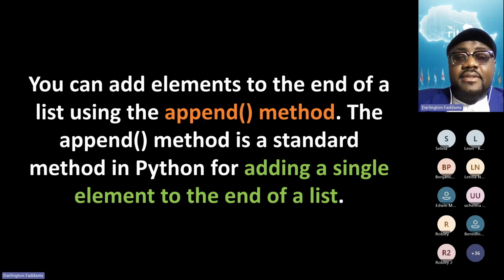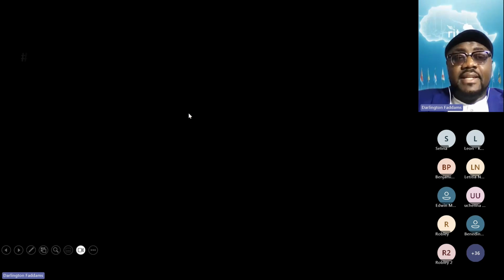Now, these methods that you learn when it comes to lists are the same methods you can use when you have a complex problem to solve. Sometimes you may want to add elements to the end of a list, and you have to remember to use append, which is a method to add to a list.